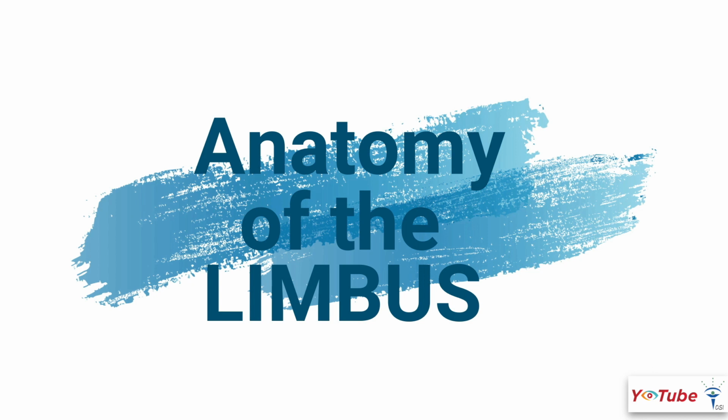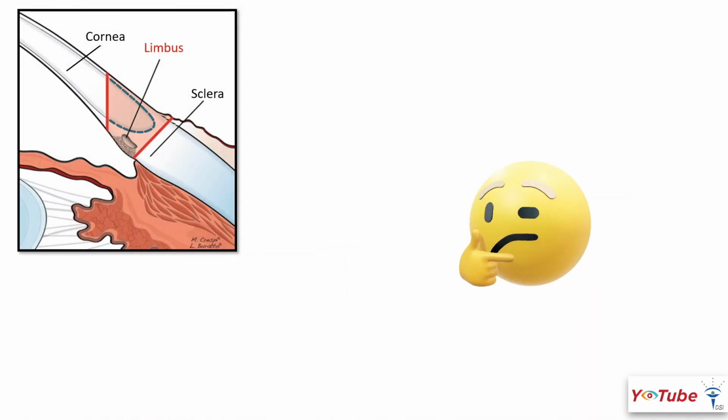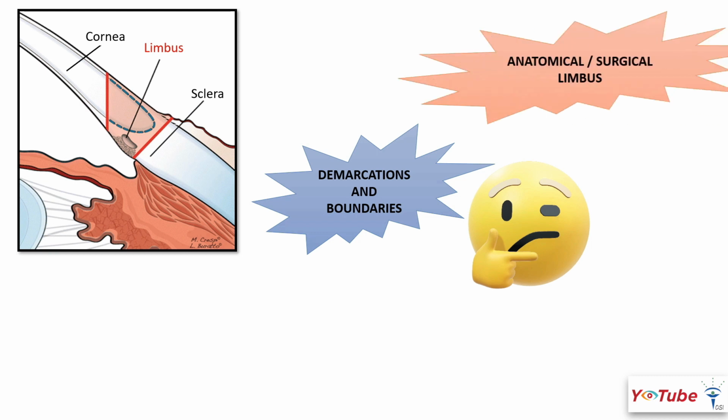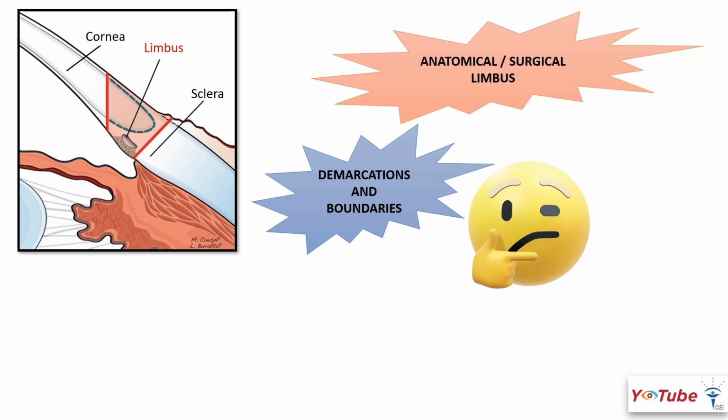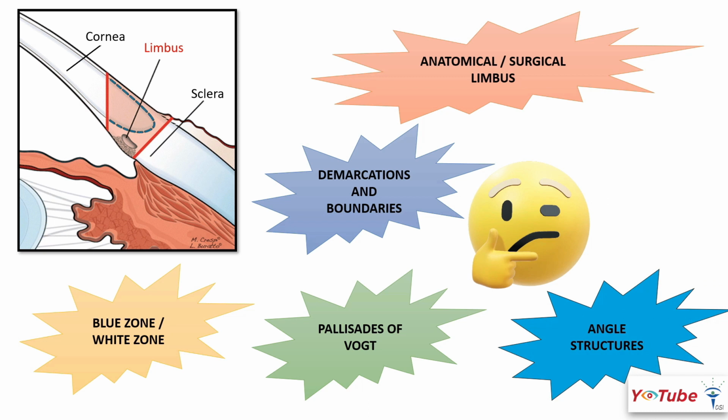In this video I'll be discussing the anatomy of the limbus. When we talk about the limbus of the eye, there's so much confusion regarding the boundaries and various terms pertaining to it, like what is the anatomical limbus, what is the surgical limbus, what are the exact demarcations for these, what is the blue zone and white zone, what are the palisades of Vogt, and finally, how is the internal anatomy with the angle structures related to the limbus.